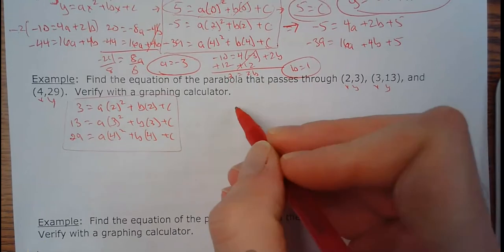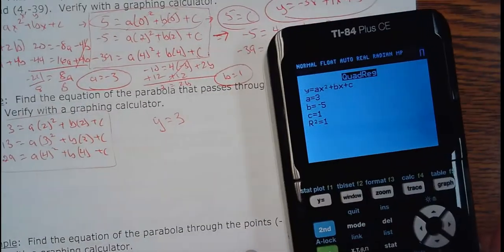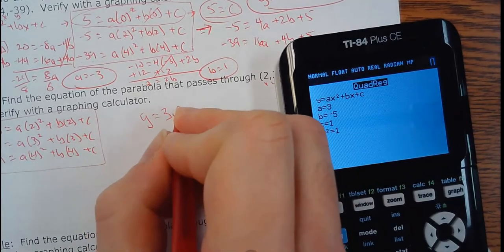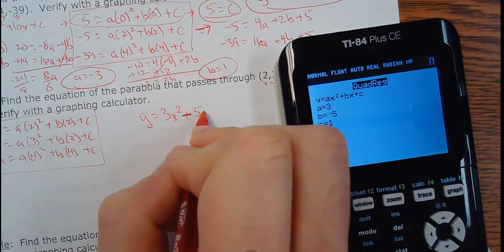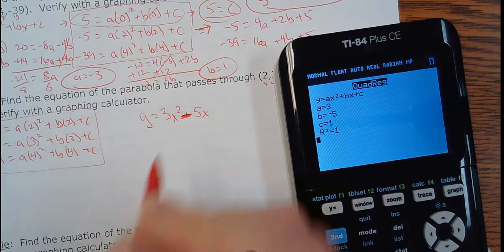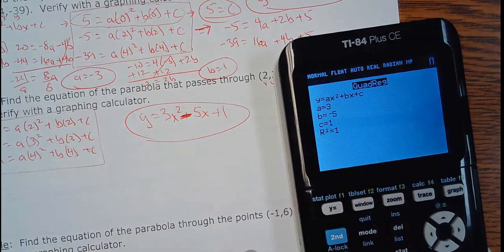So this would be my A. So I'd have y equals A is 3. So 3. Put this over here so you can see it. 3x squared plus my B is 5. So I want to put negative 5x. So it's a negative. And then plus 1. And there'd be my problem.